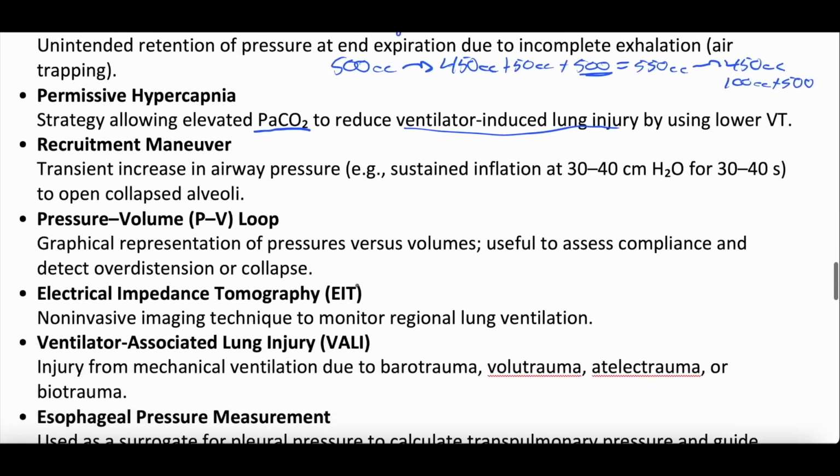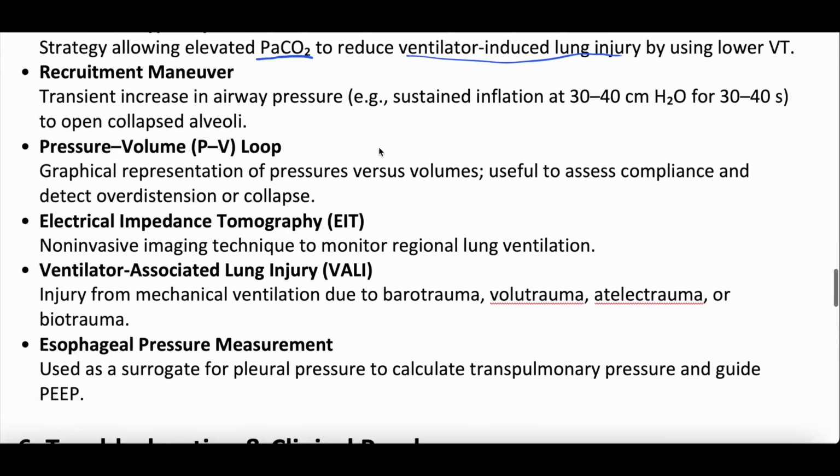Recruitment maneuvers, we don't do these very often anymore. This is the idea where you can transiently increase the airway pressure, right? So increase their inspiratory pressure for a certain amount of time to try to recruit collapsed alveoli. There's been some trials on this, and the trials don't show that it improves outcomes. It actually increases risk for things like pneumothorax and ventilator-induced lung injury, et cetera. Hemodynamic instability was an issue in these studies. So we do not do recruitment maneuvers, at least not typically anymore.